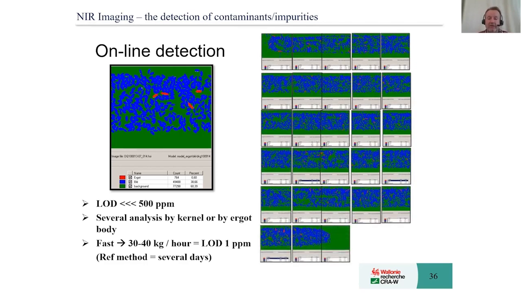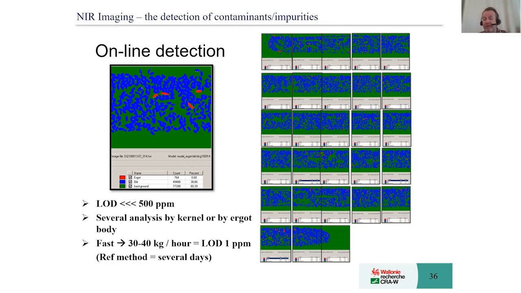And here, in green, this is the belt where we put the sample, so this is the background. In blue is what is classified as wheat, and in red is what is classified as ergot bodies. This is very interesting, and we have demonstrated that we can go to the ppm level or even lower with this kind of technique, because in 1 hour you can analyze 40 kilos.